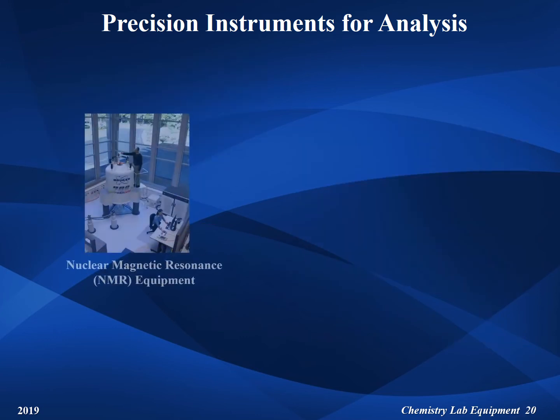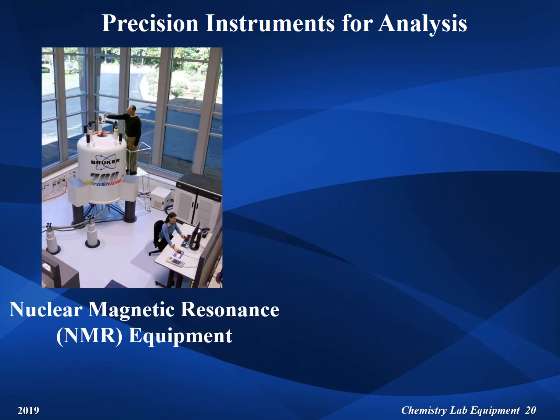An important method of analysis is nuclear magnetic resonance, often called NMR. This photo shows an NMR installation. A sample of the compound to be analyzed is rotated in a magnetic field created by a large magnet, as shown in the left part of the photo.